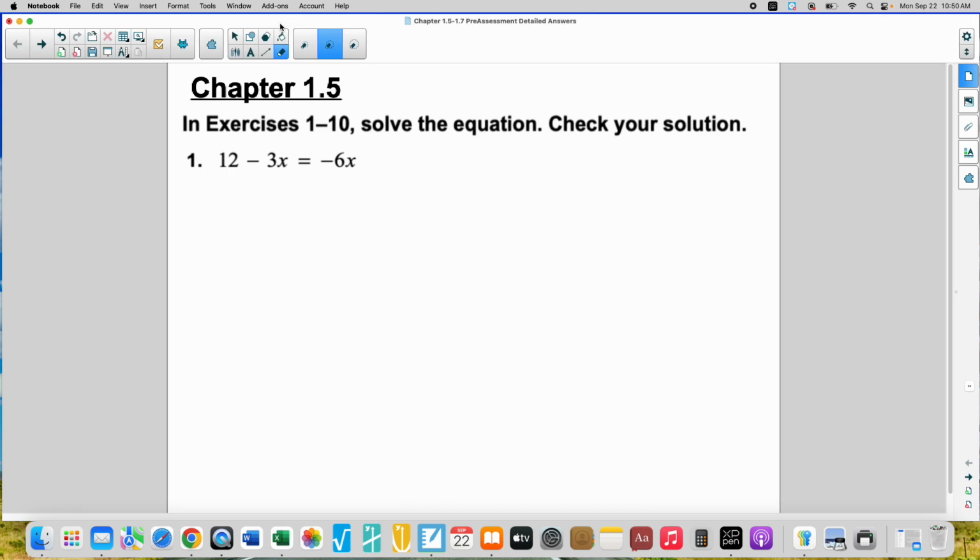This is chapters 1.5 to 1.7, pre-assessment. At this stage, you should be fine-tuning your work. You should have your notes in front of you, and you should have your note cards with the key ideas.